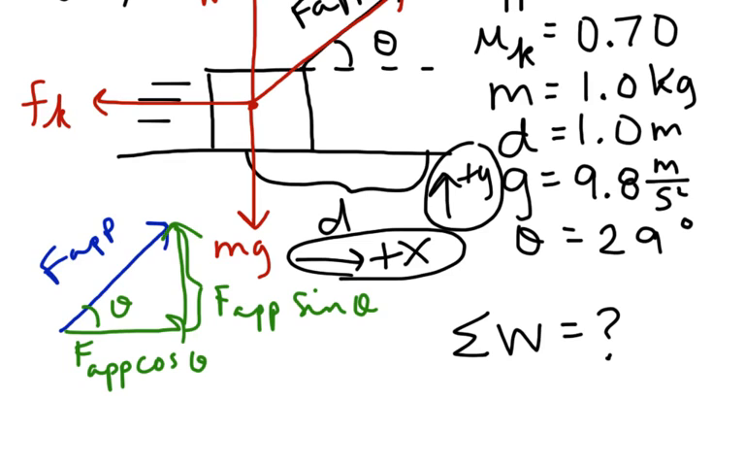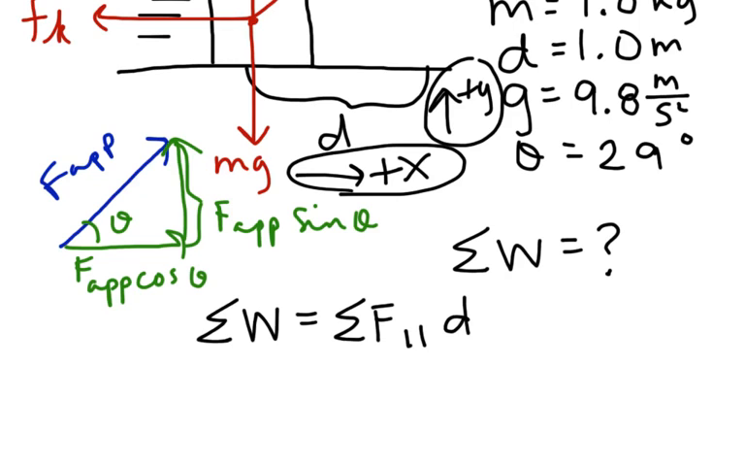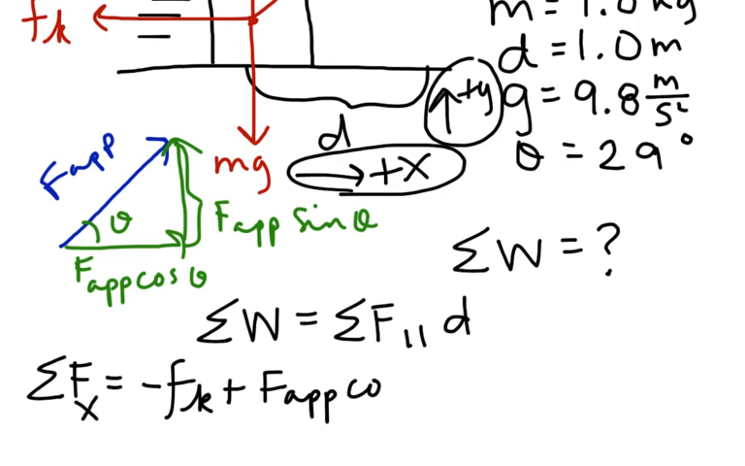Okay, we're ready to talk about formula. Now the formula is the net work applied to an object is equal to the net force that is parallel to the displacement. The displacement in this problem is horizontal. So what I want is all the forces that are horizontal. I'm going to add all of those up. And there are 2 forces that are horizontal. So let's do a side note. Let's just find the net forces that are horizontal. I'll call them x in the x direction. I have a negative frictional force, and I have one other, which is the F applied cosine theta.